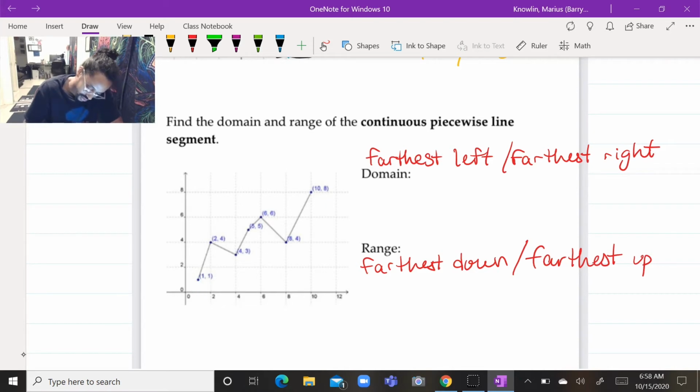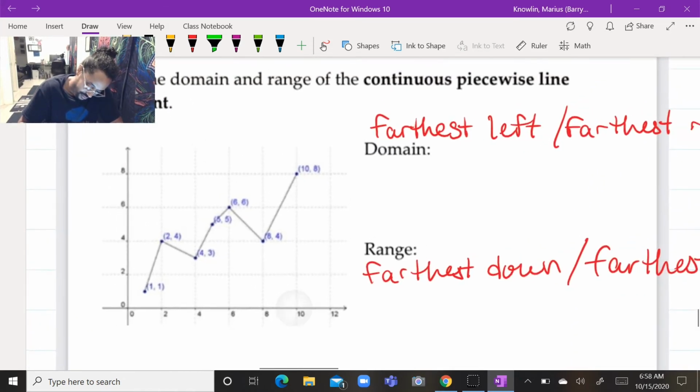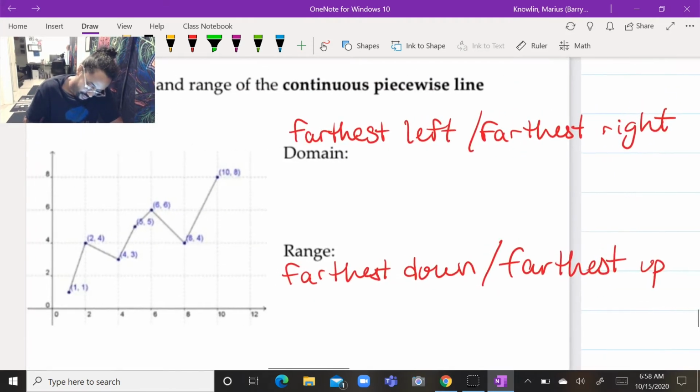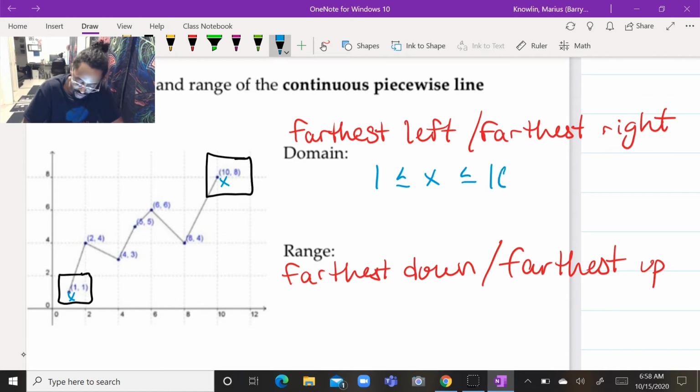And if we need to zoom in, we can zoom in. Okay, so once again, the furthest point to the left is, and the x value of that is +1. So I would put 1 less than or equal to x, and then I want the point furthest to the right. Well, furthest to the right is all the way at the top up here, which is this +10. So less than or equal to +10.